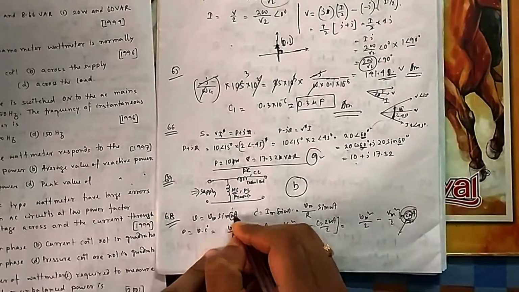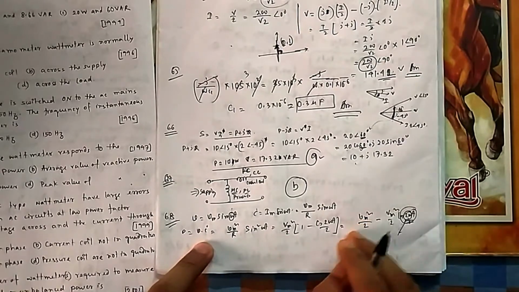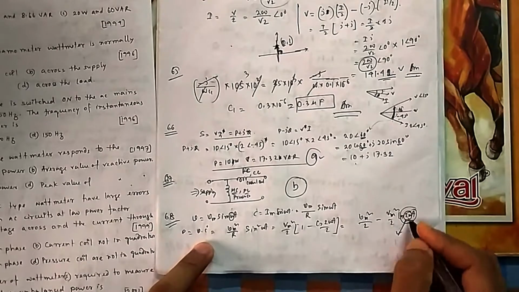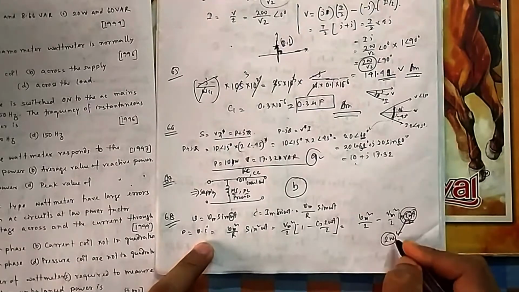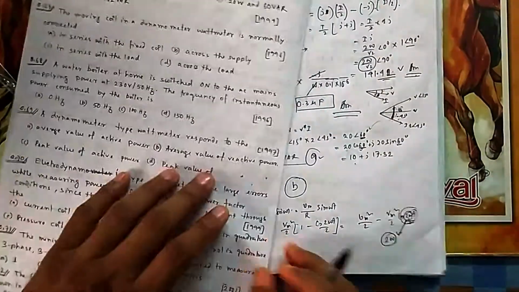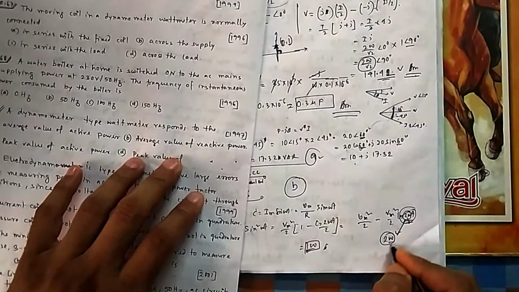Original supply frequency was omega, but the instantaneous power frequency is changed. This part is fixed, this is not changing. So if you add these two, ultimately it will change because of this. So the frequency of this one is nothing but 2 omega, so it is twice. If your original frequency is 50, it will be 100. So instantaneous power frequency will be 2 times of 50. You can see it is 2 omega.